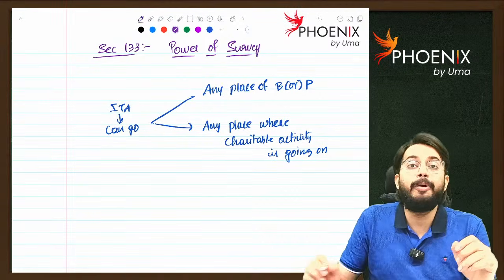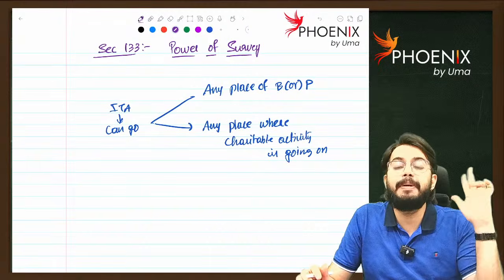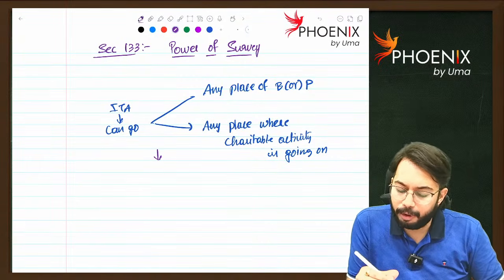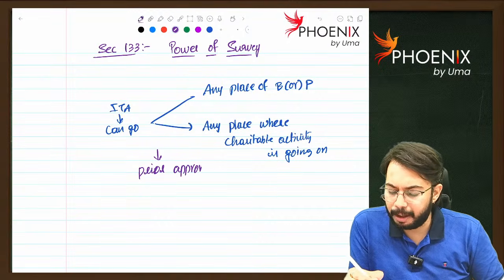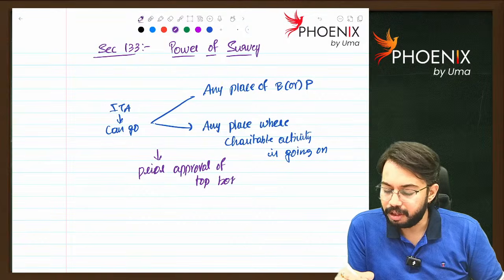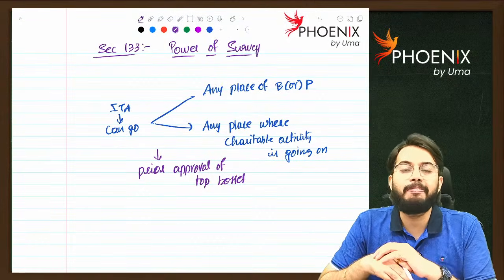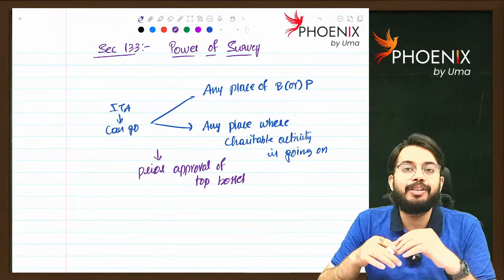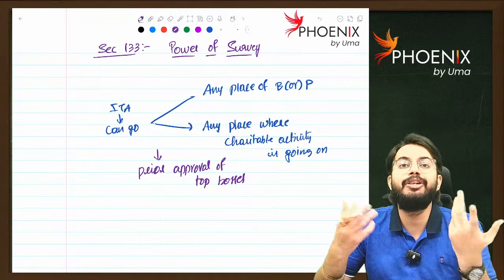But prior approval of top bosses is required. Top bosses means chief commissioner, principal chief commissioner, director general, principal director general. Only with prior approval of top bosses can a survey be done. Once upon a time, this provision of prior approval was not there. What happened? Every small income tax officer was taking advantage of section 133. He was misutilizing the section.